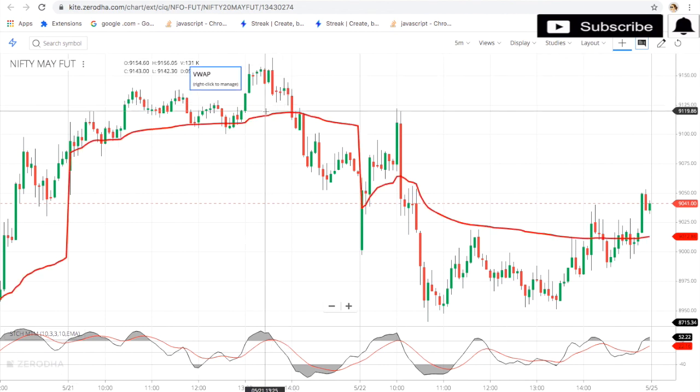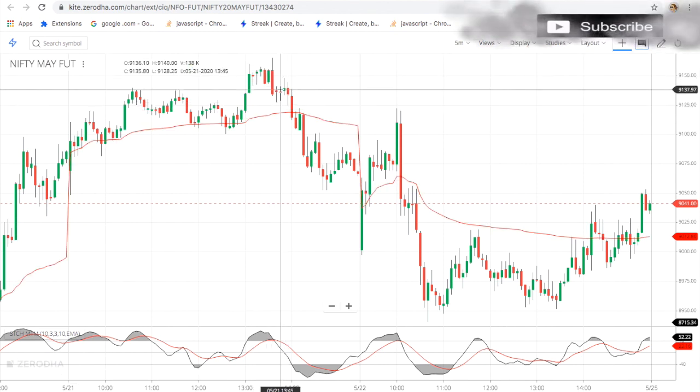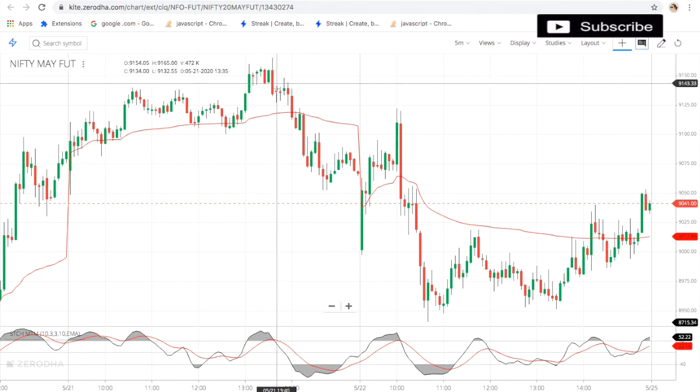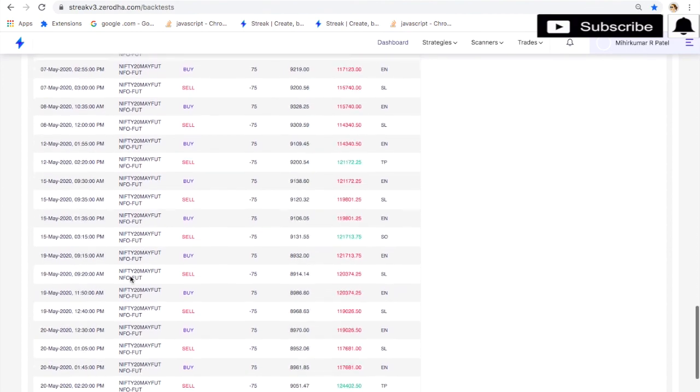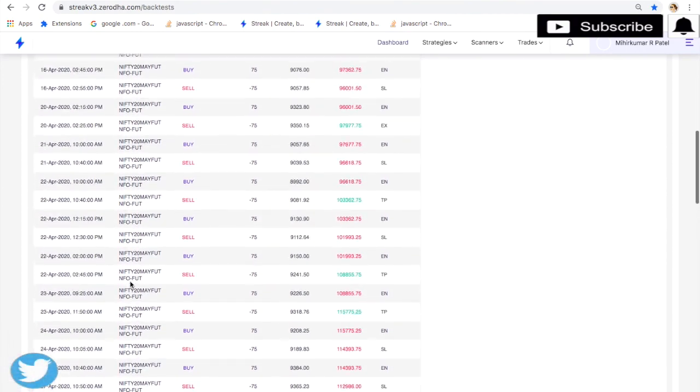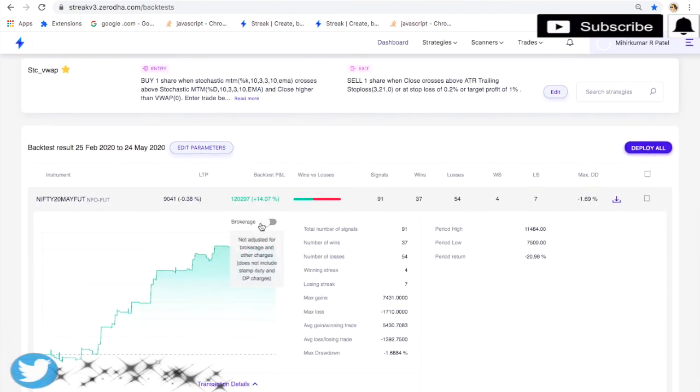So it is generating signals, and according to risk management you can exit also. But it is pure algo trading, so we have to follow our rules. It is giving a good profit. The accuracy we can see is around 45% or 60%.